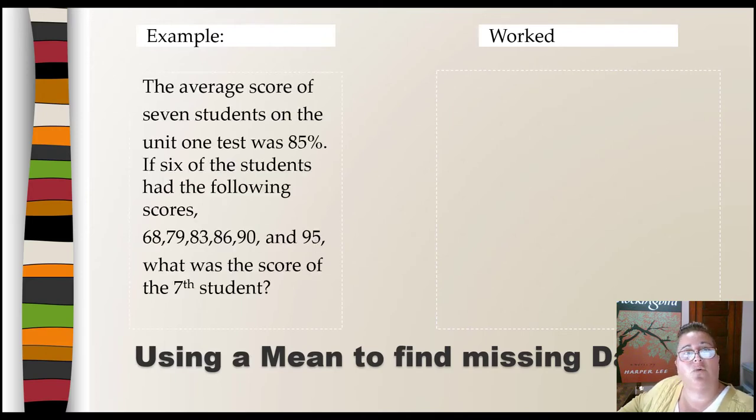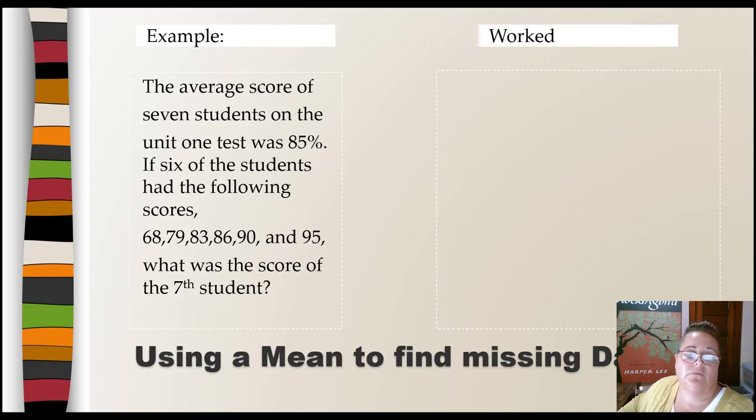So the average score for 7 students on a Unit 1 test was 85%. But for whatever reason, I only have the scores for 6 students. Maybe I lost a test. Maybe I forgot where I put it. But I need to know what that 7th student's test was. So knowing that I have 6 scores of 68, 79, 83, 86, 90, and 95, what was the score of the 7th student? Now, in real life, I might offer a couple of different opportunities.